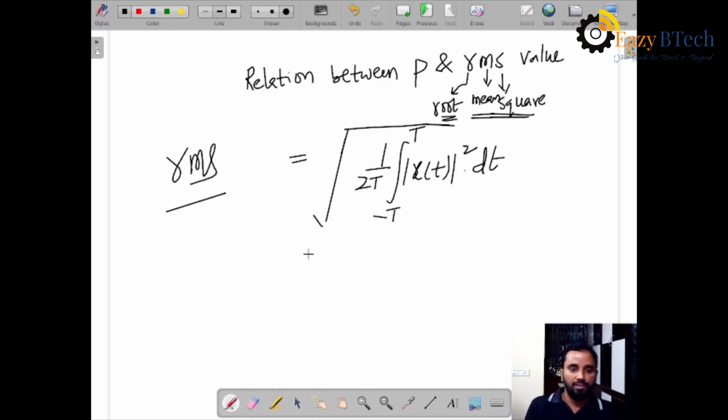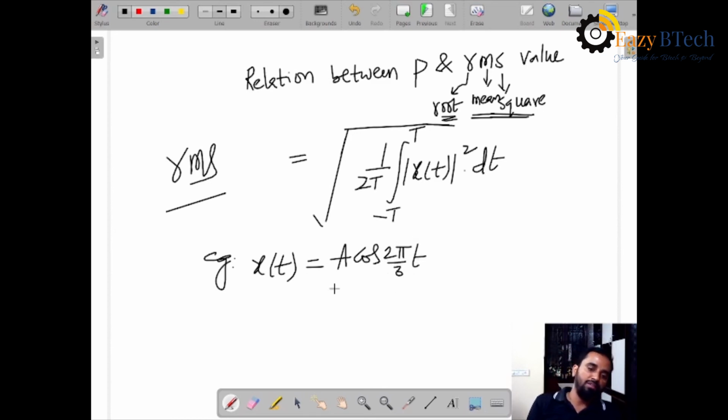Understand? So now the problem, for example, if x of t is equal to A cos 2 pi by 3 t, what is the RMS value of A cos 2 pi by 3 t? So first we calculate the power. Already we know the power is peak amplitude square by 2, that is A square by 2. Then the RMS value is equal to, you take just the root of the power.